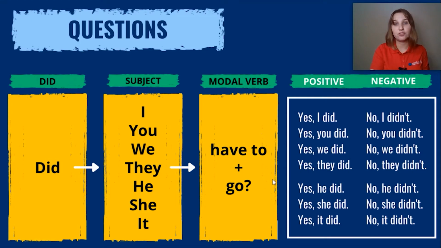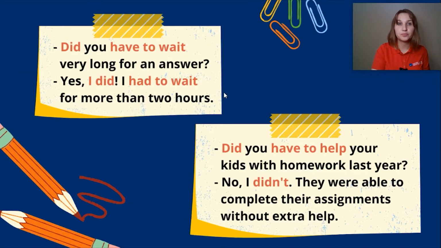Did you have to go? Yes, you did. No, you didn't. Did we have to go? Yes, we did. No, we didn't. Did they have to go? Yes, they did. No, they didn't. Did he have to go? Yes, he did. No, he didn't. Did she have to go? Yes, she did. No, she didn't. Did it have to go? Yes, it did. No, it didn't.